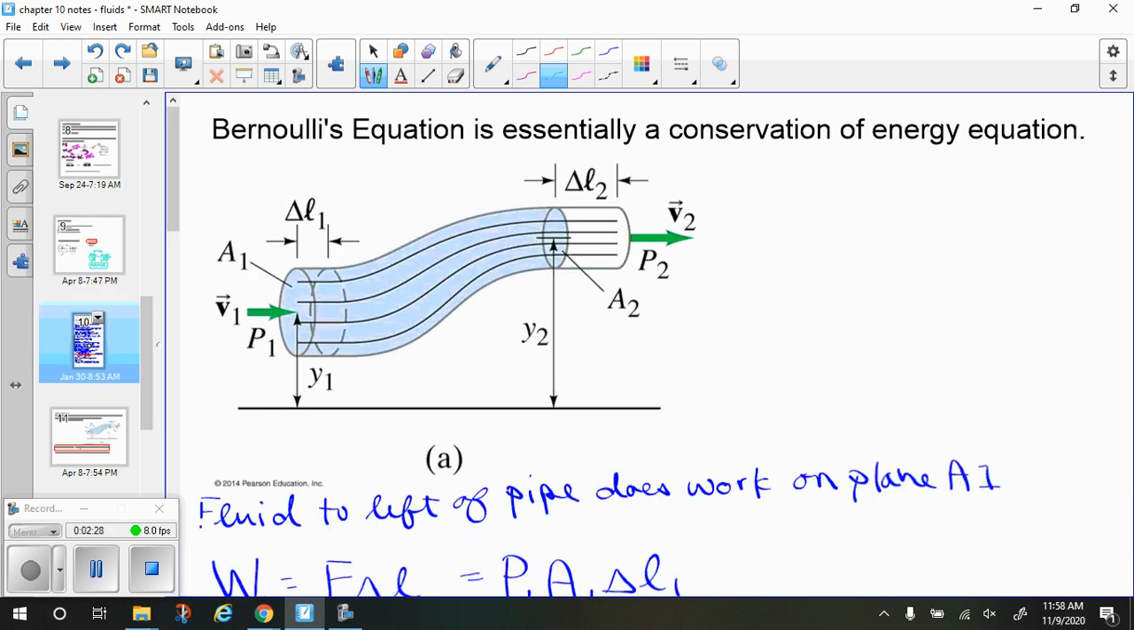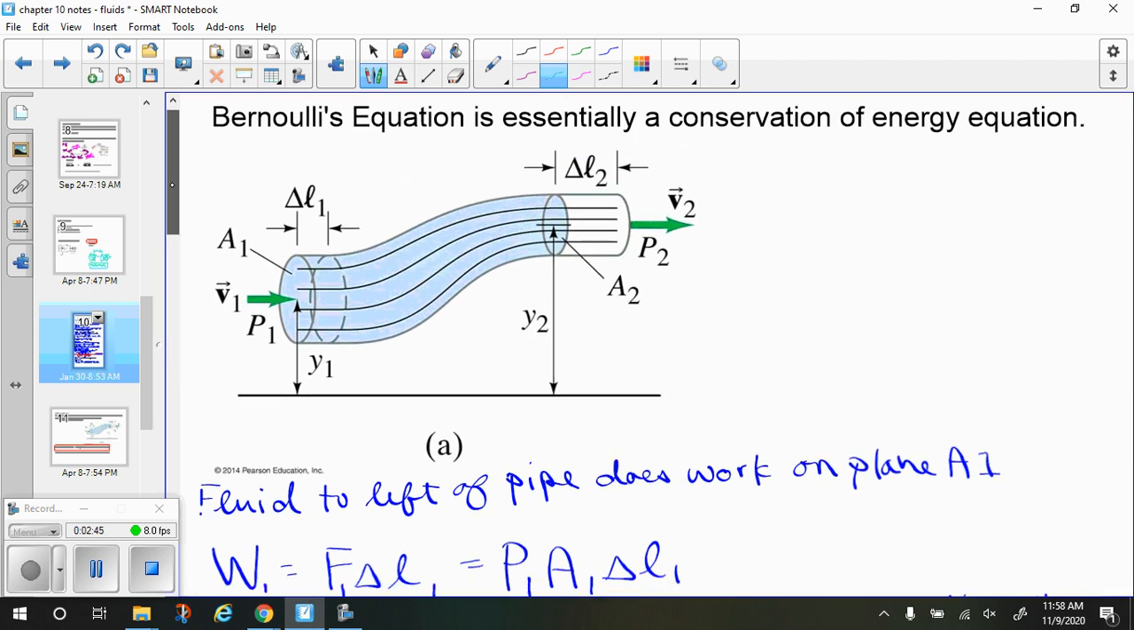We're going to go through the derivation of Bernoulli's equation. It is basically a conservation of energy statement, and I'm going to derive that with you. I have it all worked out already so that you don't have to watch me write all the little, sometimes it gets a little tedious to write the long equations.